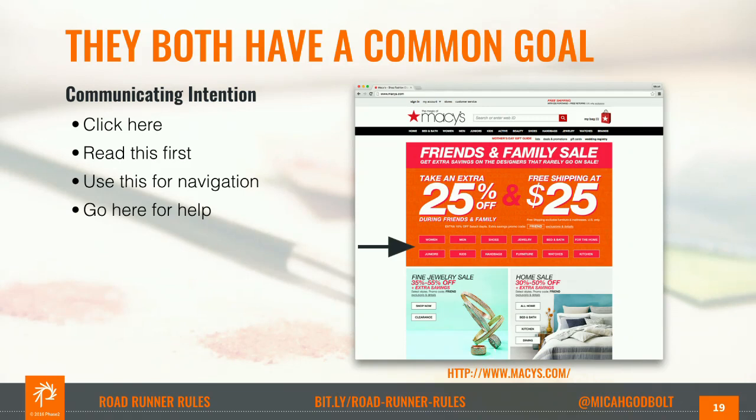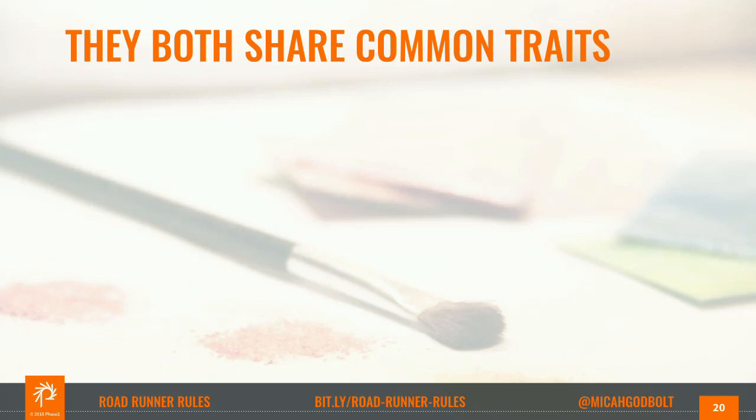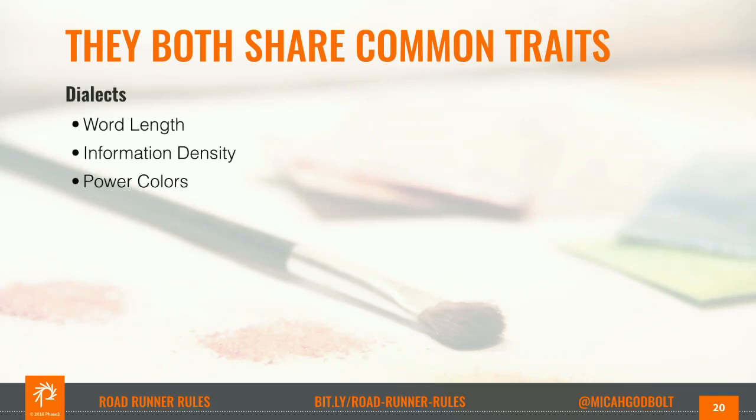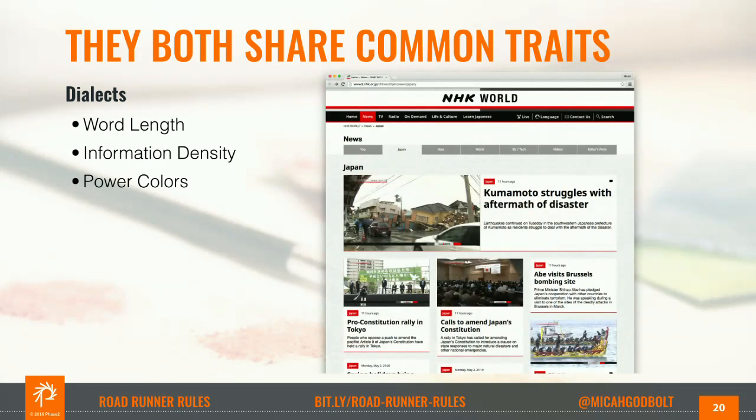So not only do they have a common goal, they also share a lot of common traits. The first one of those is being dialects. A dialect is like a regional or cultural difference between languages. In verbal languages, that's like the difference between using guys and y'all, or you people, whatever you want to use. In a visual language, we have the exact same differences: things like word length, information density, and colors.